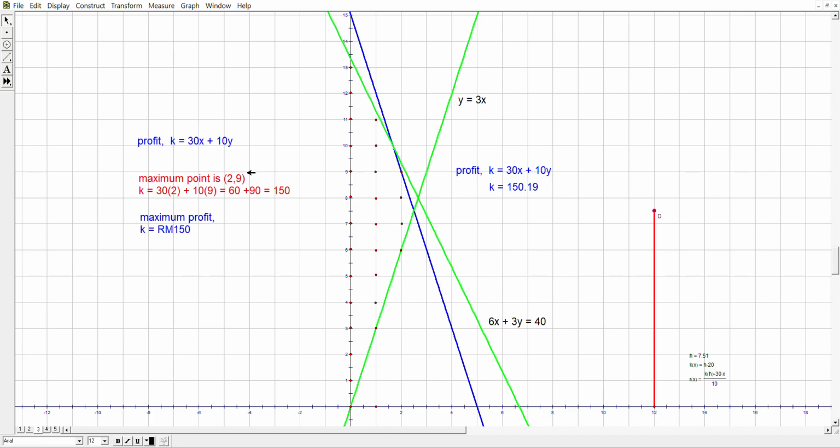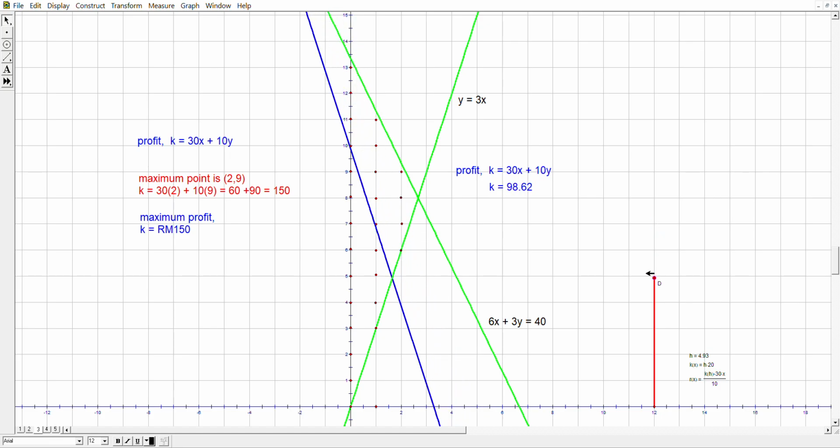So we substitute 2, 9 into the profit function, and you get the maximum profit, 150. Now if you take any other point, let's say this point or this point here, then the value is only around 90. It's 90.